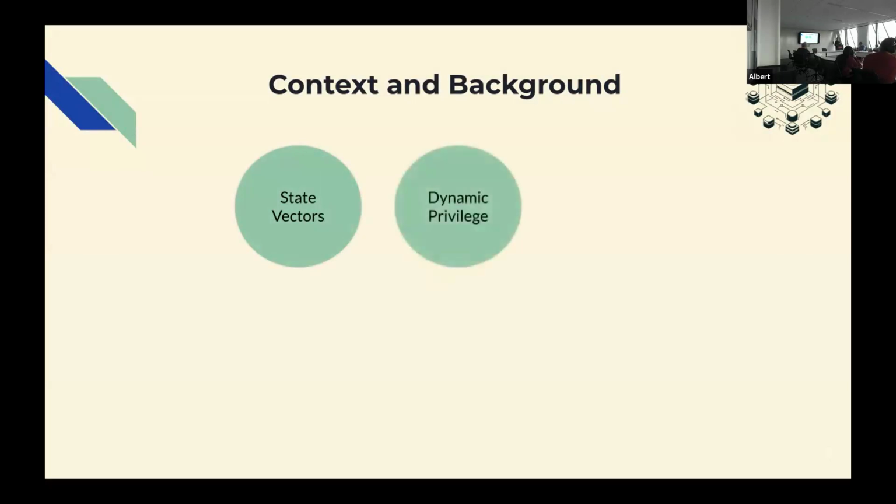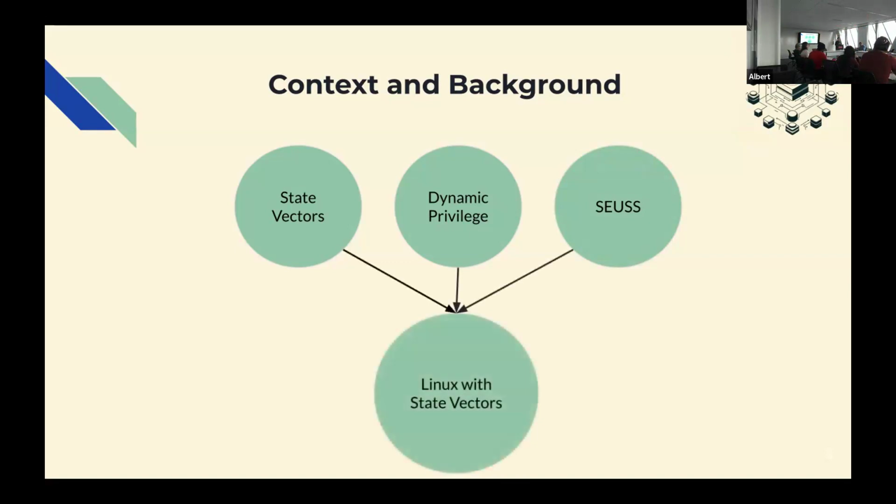Next is the dynamic privilege project that I'm lucky to have been a part of for quite a while, which gives user space applications the ability to access kernel data structures and kernel memory. And finally, SUSE, the specialized operating system that used state vectors and the mechanism of snapshotting to enact function as a service optimizations. But it was based on a customized specialized operating system. So what we focused on is exploring if you could take these three projects and combine them into providing state vector support on just normal Linux.